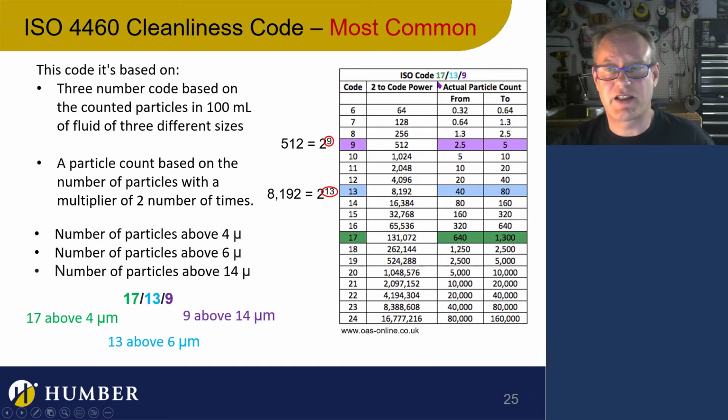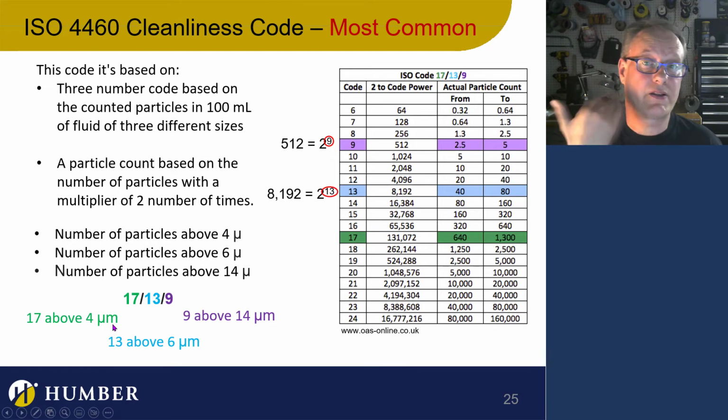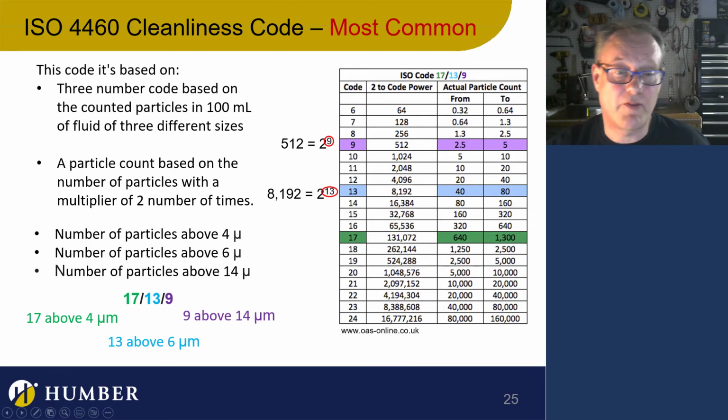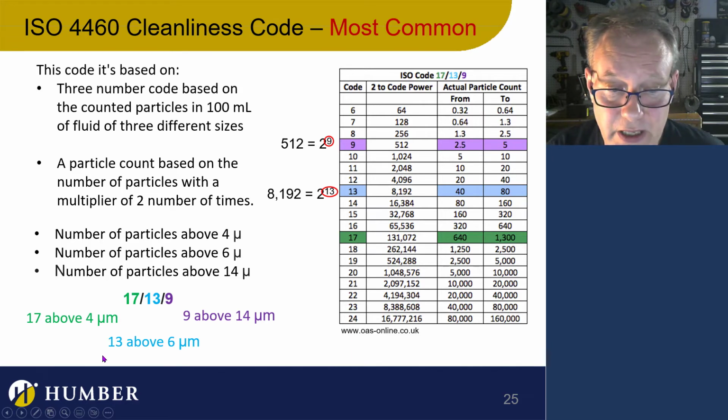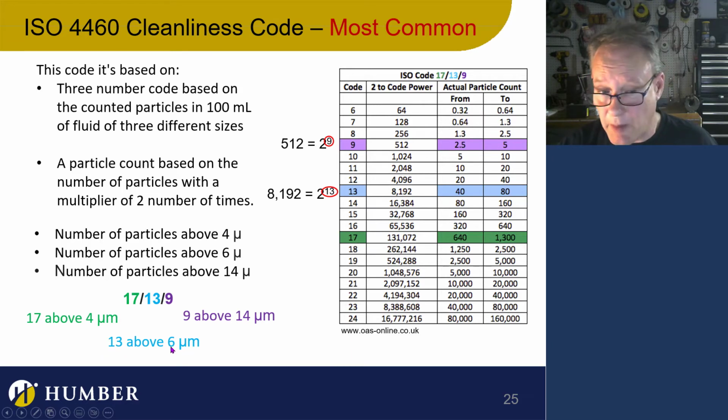So this indicates the following. Bear with me, we're going to go through this. It says 17, 13, and 9, and this is the number of particulates in the fluid that are a certain size. Let's unpack this. The 17 is for particulates above 4 microns. 4 microns is tiny. So the number of particulates above 4 microns is 17, and the number of particulates above 6 microns is 13.